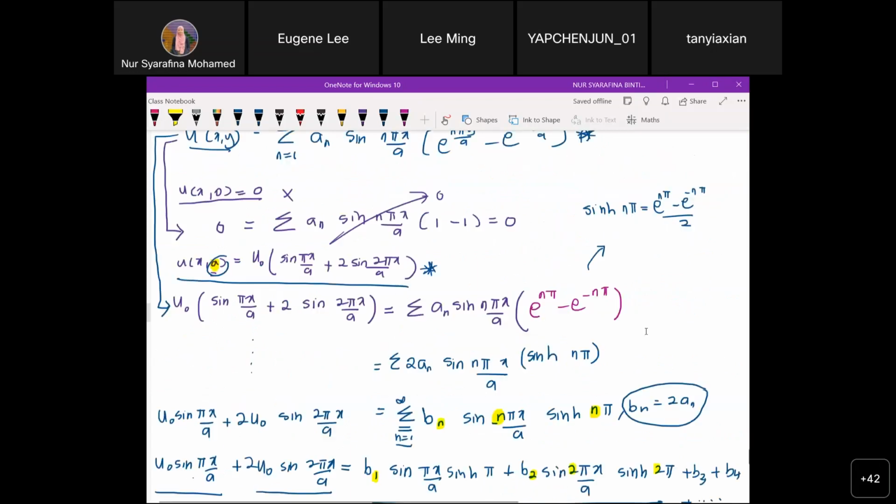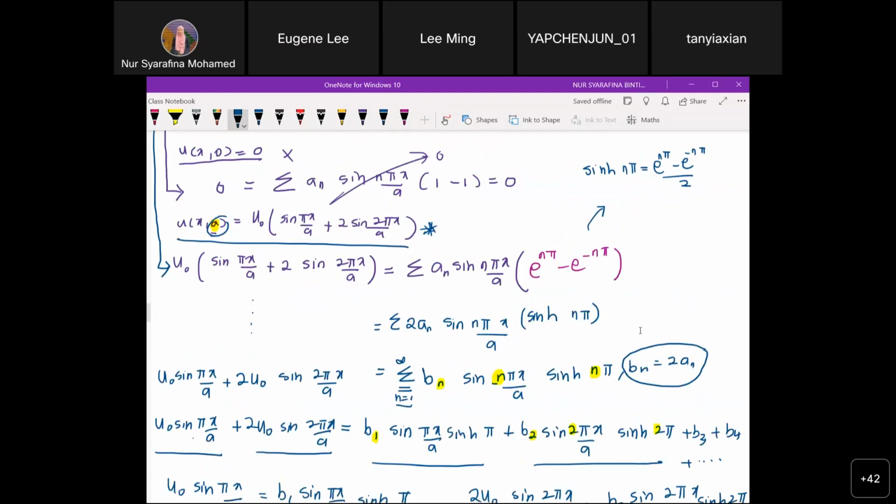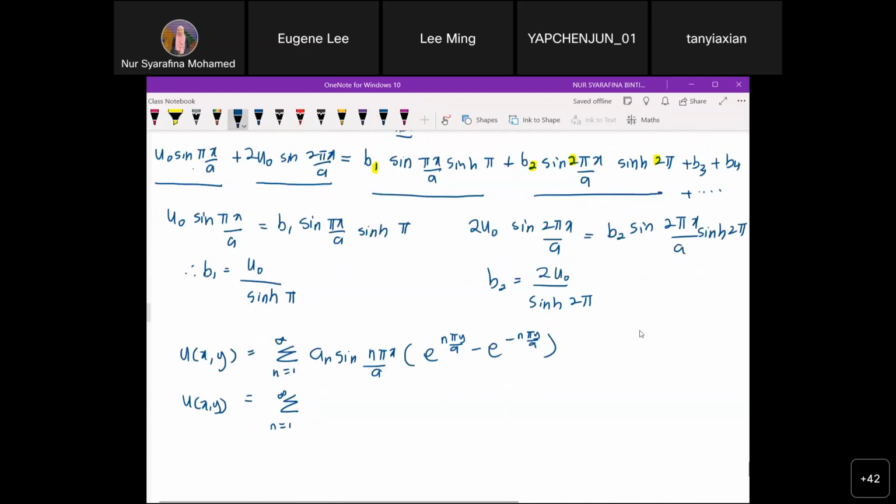Here bn equals 2an, so an equals bn over 2, right? Sine n pi x over a times exponent n pi y over a minus exponent minus n pi y over a. Applying the condition, we have B1 and B2, then just substitute. No need to find up to Bn because we just make a comparison up until B1 and B2. So just stop.